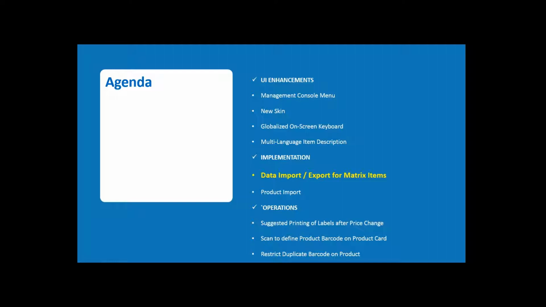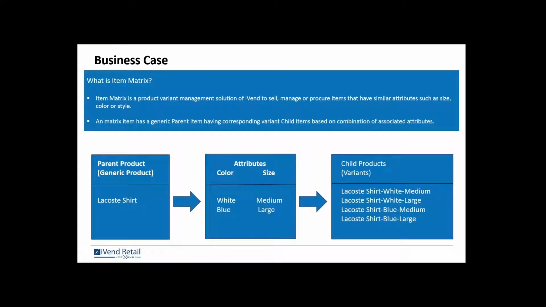We have an import and export functionality for metrics items, and along with it we have product import enhancements. So before I talk about what enhancements we have, let's first discuss what item metrics is. Item metrics is a product variant management solution of iVend to sell, manage, or procure items that have similar attributes such as size, color, or style.